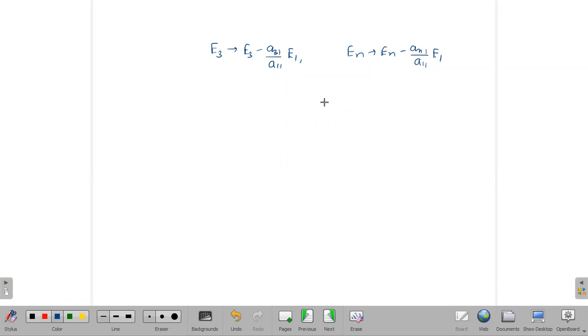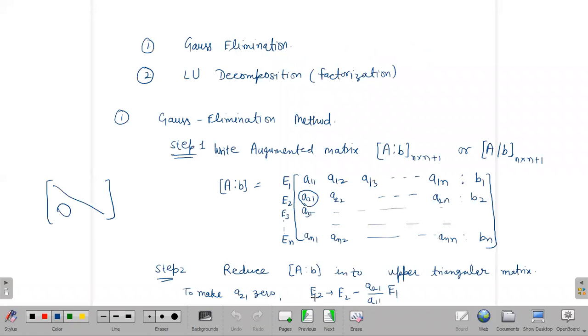So how many operations are these? These are n minus 1 operations, because we have started the operation from the second row, E2, E3 up to En. So these are all n minus 1 operations. So you have to perform n minus 1 operations to make the first column entry zero.